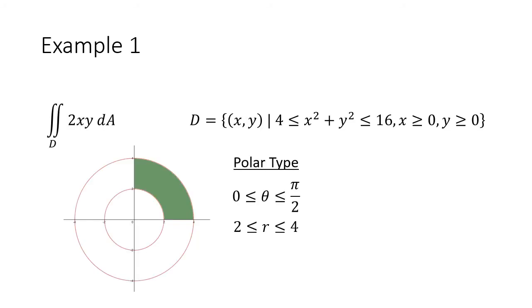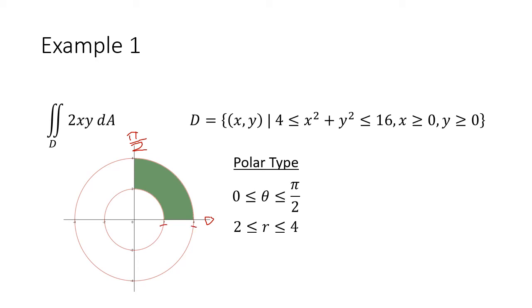Now we're ready to tackle the example that we started this video with. How do I evaluate this integral? The nice part is that, as a polar type, to describe this polar region, my theta is bounded between 0 and pi over 2, because here's 0 and here's pi over 2. That's quadrant 1. And then r is bounded between 2 and 4. Clearly we're stuck between a radius of 2 and a radius of 4. That's the area that I've shaded in.